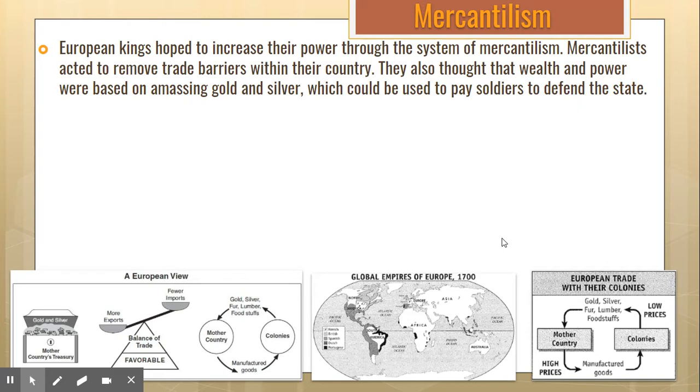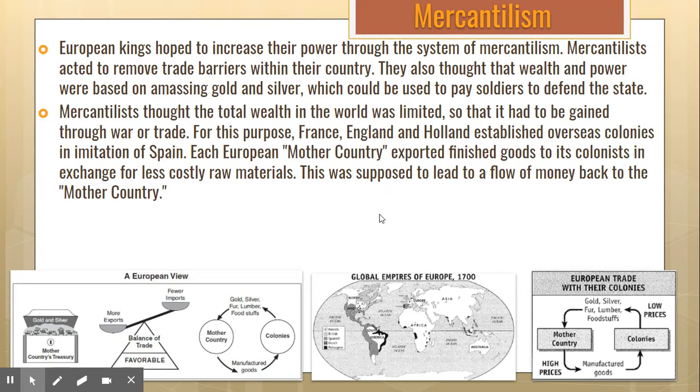So bring in as much gold and silver as you can, use that gold and silver to pay your soldiers, and then you would be an extremely powerful country. So mercantilists thought the total wealth of the world was limited. So there was only a certain amount of resources, and that was going to be it. So you had to go out and get them as fast as you possibly could. So that had to be gained through war or through trade.